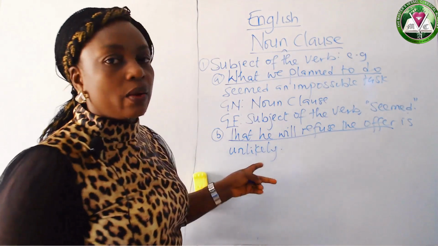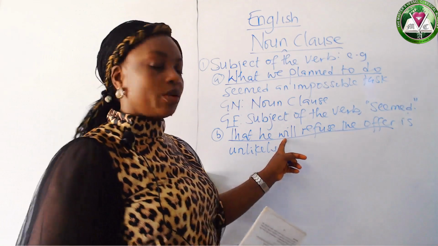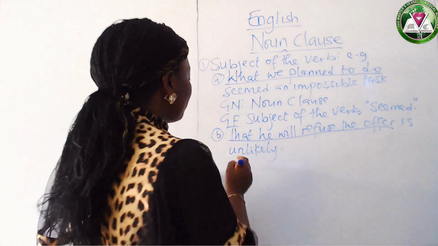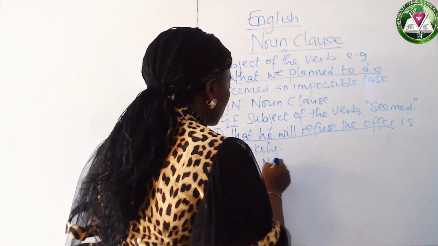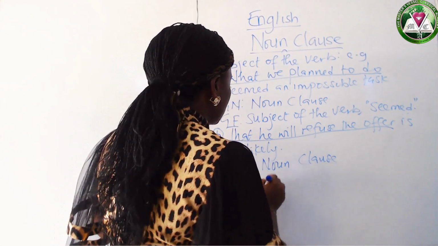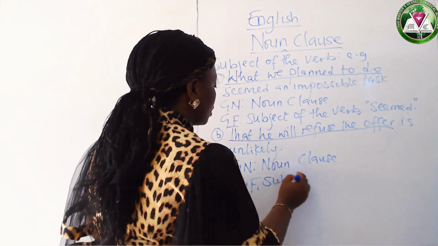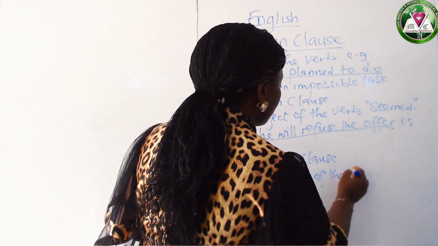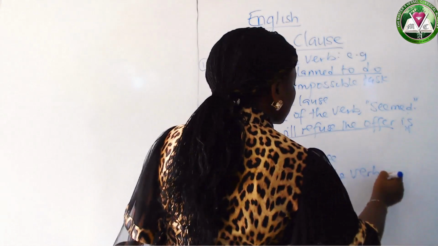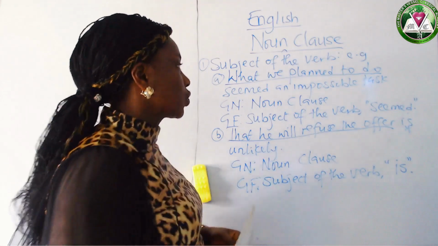And that gives us our noun clause. Remember, it should occupy the first position in the sentence. It should function as the subject of the sentence. It should also come before the verb. So we have our GN is noun clause. And our GF is subject of the verb, which verb? Is. So we have subject of the verb is. Okay, so that is for the first one, subject of the verb.